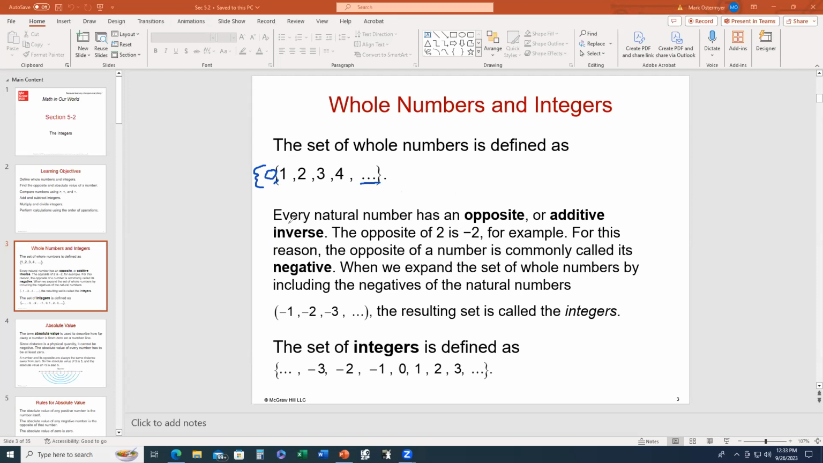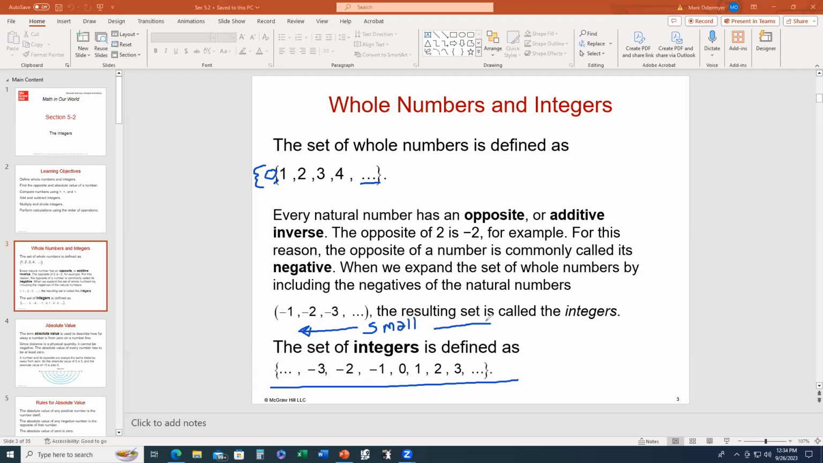Now, every natural number has an opposite or additive inverse. In other words, the opposite of a positive 2, we say, is a negative 2. And therefore, if we expand this set to go to the left forever, we have what is called the set of integers. Now, when you go further to the left in this set of integers, you're going towards smaller numbers, always smaller numbers.